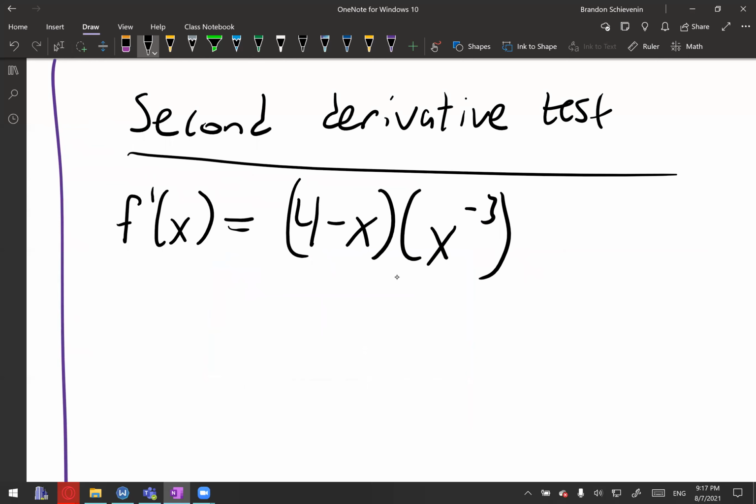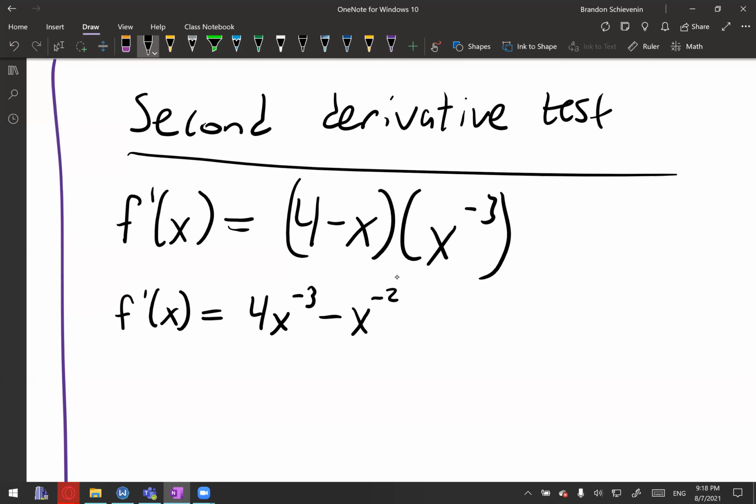So Nani, can you distribute? Yes. 4x to the negative third power minus x to the negative 2. Actually, negative 2. Negative 2, okay.